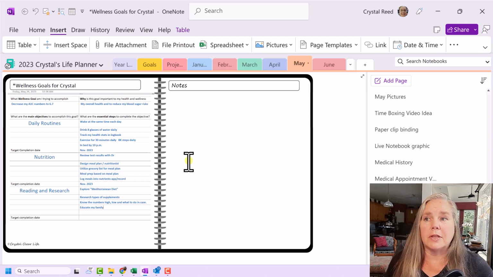I will duplicate this page and fill in the goal, the reason why, the objectives that I want to accomplish, and those essential steps to reaching that objective. Also giving myself a target date for when those objectives need to be done. That's just good goal setting, and I thought if it works in everyday life, it's going to work in my health and wellness life as well. So I think that looks pretty good.